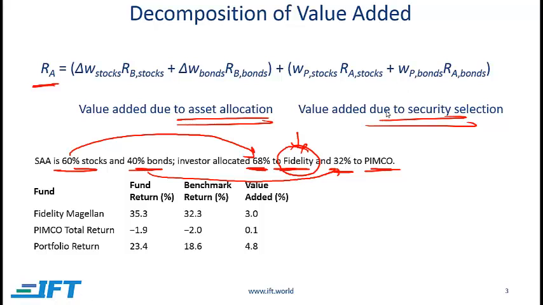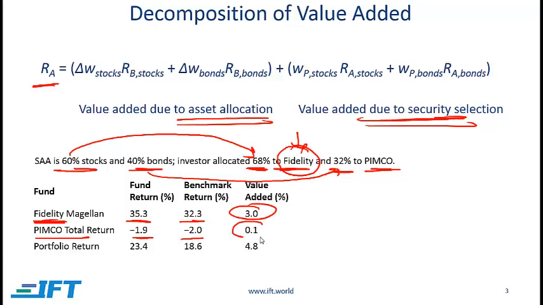Okay, now what's the value added due to security selection? If we look at the active stock fund, that generated a return of 35.3% versus the stock benchmark, which gave 32.3%. So the active return from selecting particular stocks is 3%. As far as the bond fund is concerned, this gave a return of minus 1.9% relative to the benchmark return of minus 2%.